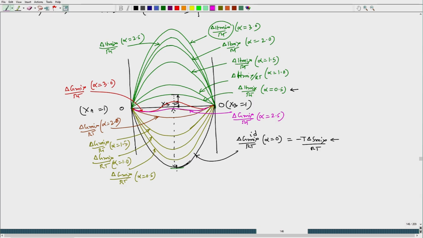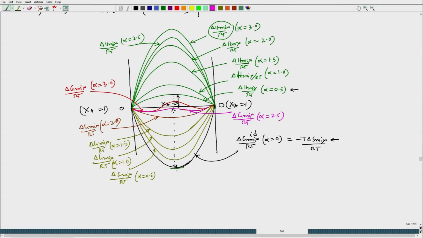As we increase it further, that means alpha is increased from 2.5 to 3.0, we see that the delta Gmix by RT plot has two segments, rather three segments. Starting, let us say, with the pure B side, first it takes a convex downward shape, then at some point it takes a convex upward shape, and then again at some point it becomes convex downward as we reach closer to pure B.